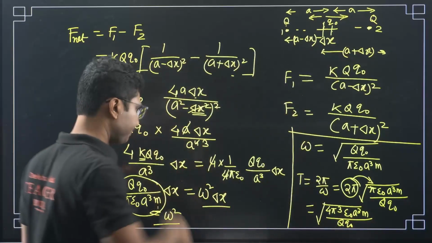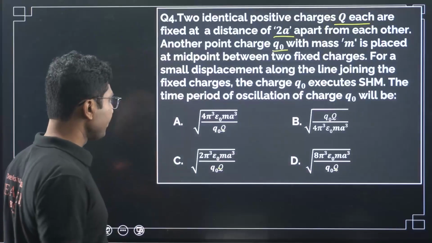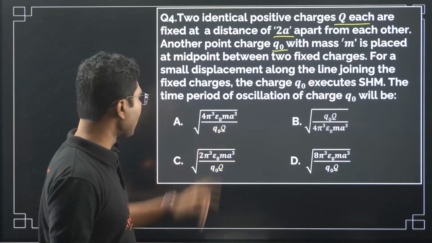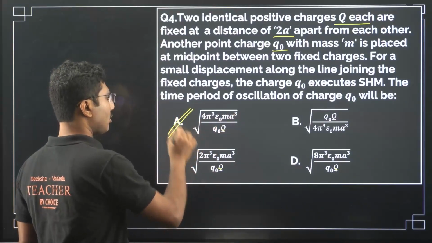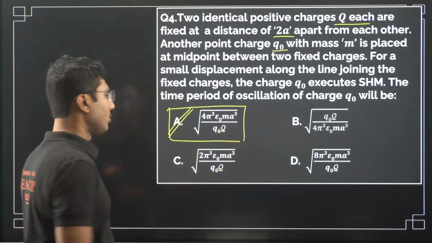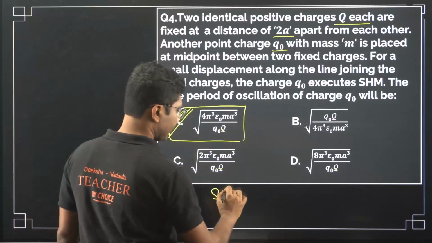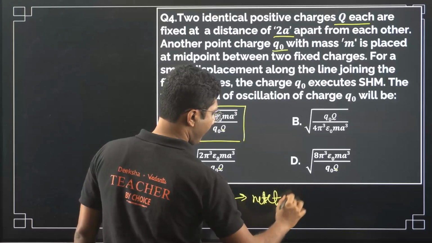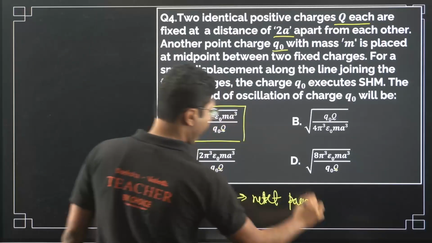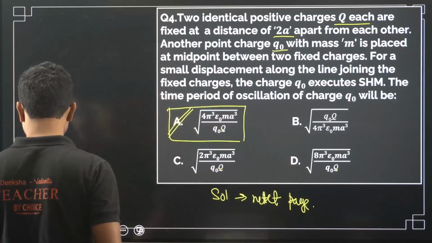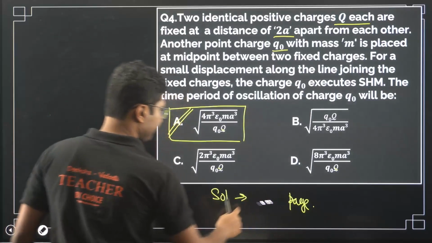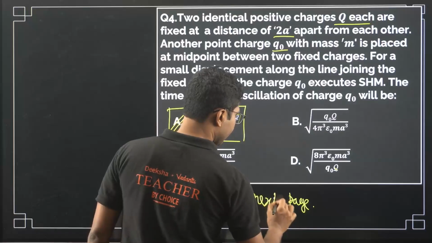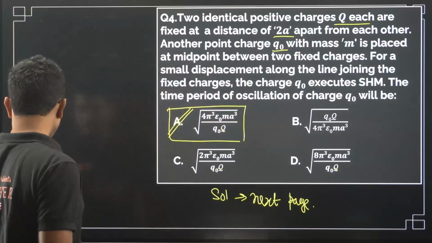Okay. So let's check the options. 4 pi cube epsilon naught m a cube by q naught. So the correct answer is option A over here. Okay, the solution is on the next page. If you are downloading it, you know where the solution is. Okay. Now next question.